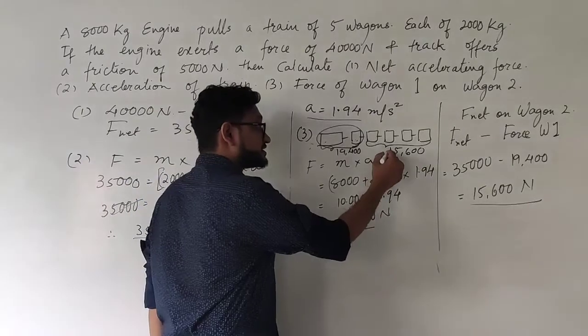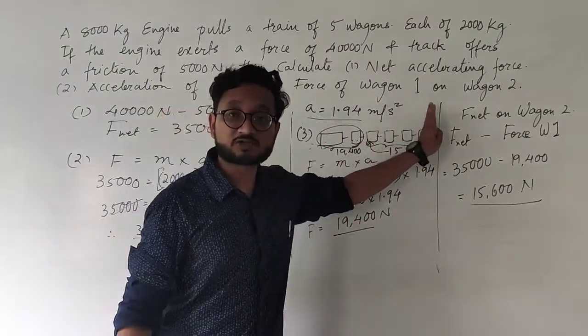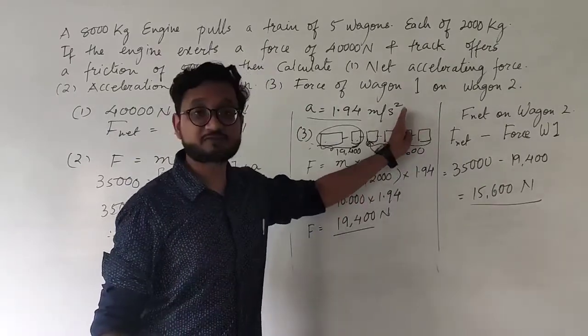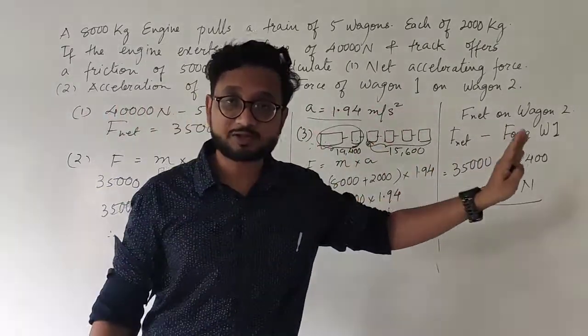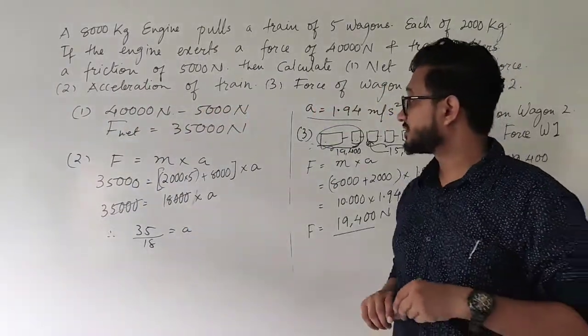And this force is acting on this one. If we include this, then the remaining force will also be less. When we include this wagon, again it goes on decreasing. Understood? These are the two solutions for this particular numerical.